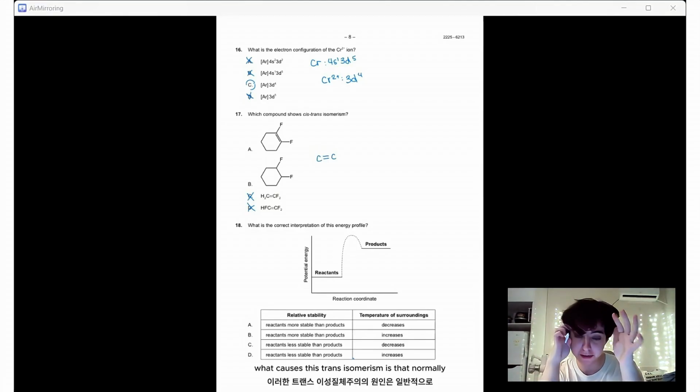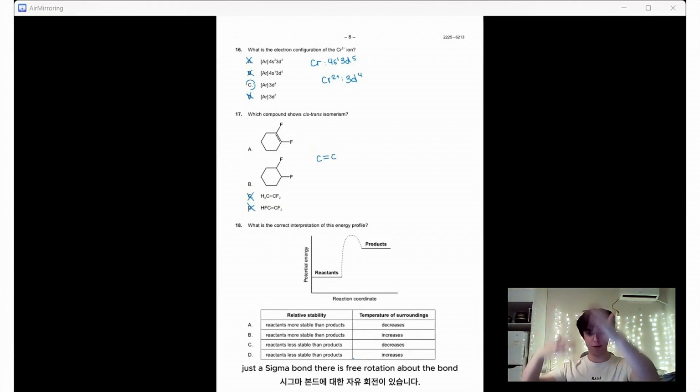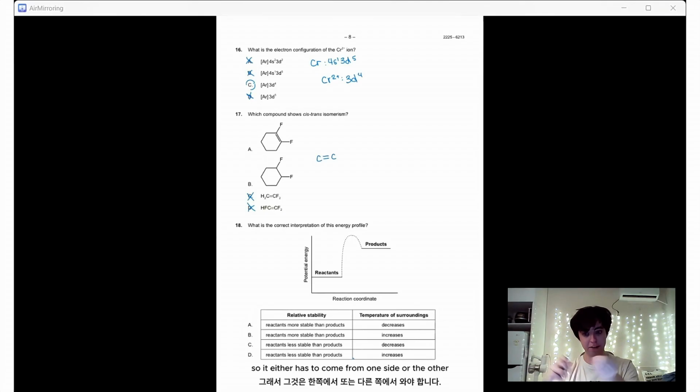Normally, in a single bond, just a sigma bond, there's free rotation about the bond. Meanwhile, when there's a double bond, it locks it into place. There's no free rotation. So it either has to come from one side or the other. That's the big thing. That's what causes cis-trans isomerism.